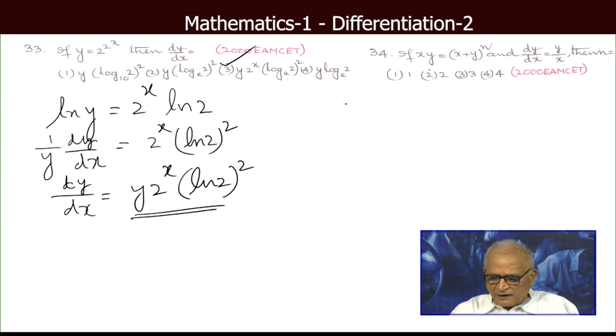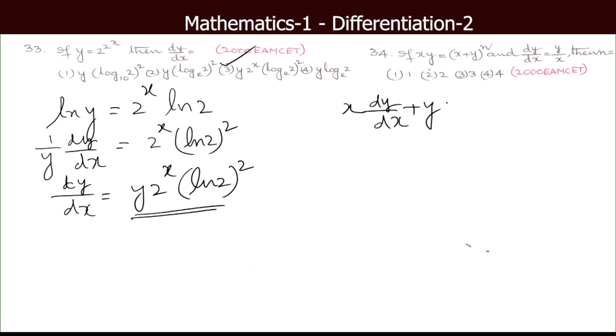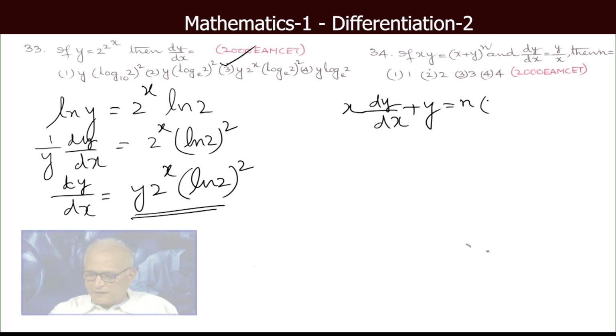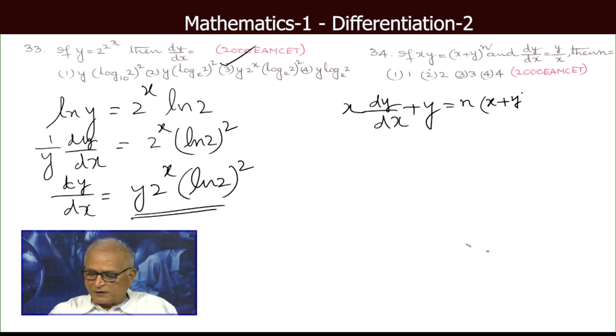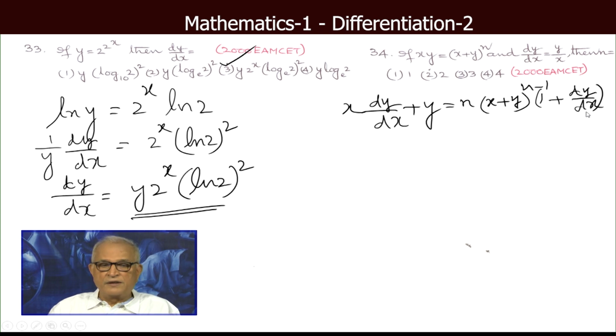Derivative of xy: x into dy dx plus y is equal to n times (x plus y) whole power n minus 1. It doesn't end there. For the derivative of (x plus y) whole power n, let x plus y be some t. It is n times t power n minus 1 into the derivative of t with respect to x, that is the derivative of x plus y: 1 plus dy dx. Follow? Derivative of x is 1, derivative of y is dy dx.